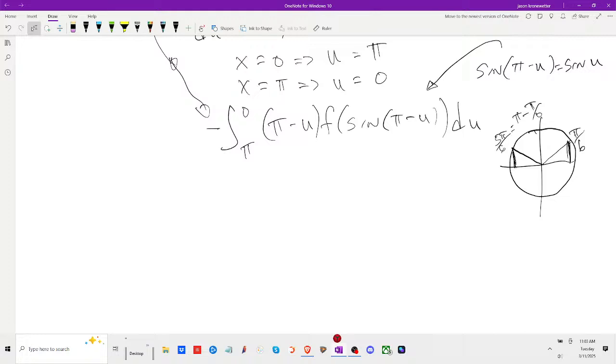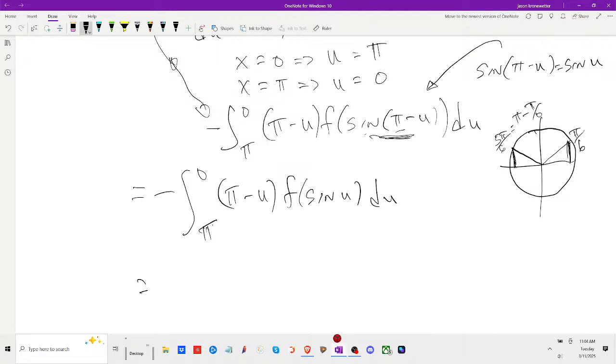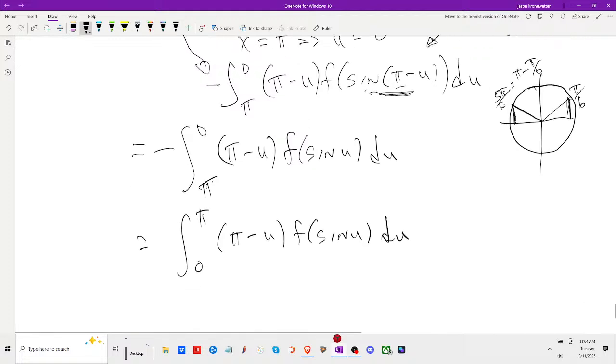So all that explanation was just to turn this sine of pi minus u into a sine of u. So let's write that down. This is equal to minus the integral from pi to 0 of pi minus u times f of sine u du. Okay, and then the next step, let's switch the bounds using this minus here. So I'm going to turn that into the integral from 0 to pi of pi minus u times f of sine u du. So that's where we're at so far.